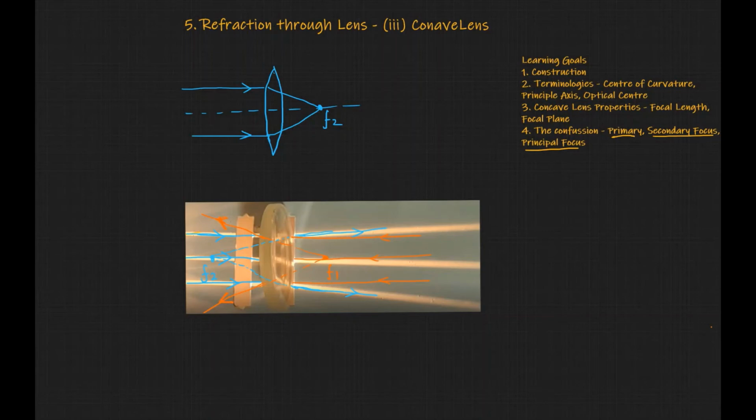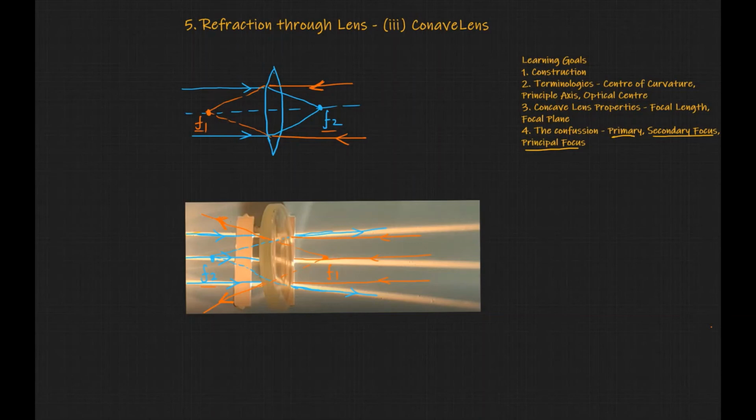Right? And the same definition holds true for the convex lens. The rays coming parallel wherever they converge, and here the convergence would be here, right? So this is my primary focus. So that's a summary. The secondary focus for a convex lens is on the right, and for concave lens is on the left, and the primary focus is on the right for concave and left for the convex.